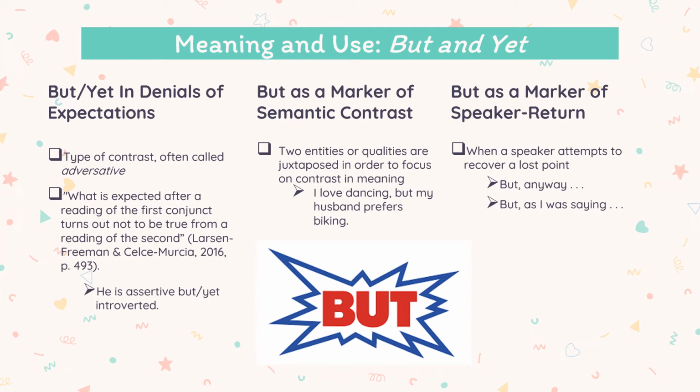You can also use but as a marker of semantic contrast. And this is when two entities or qualities are juxtaposed in order to focus on contrast in meaning. I love dancing, but my husband prefers biking, and that is actually a true example from my life. So in this example here, we're juxtaposing the first part of the sentence and the second part of the sentence. So the dancing and the biking and what I prefer versus what my husband prefers. And so we're looking at that contrast in meaning using the word but.